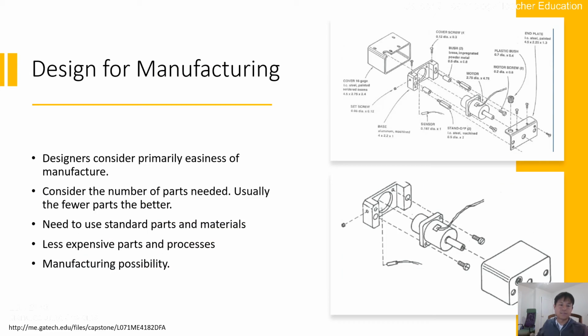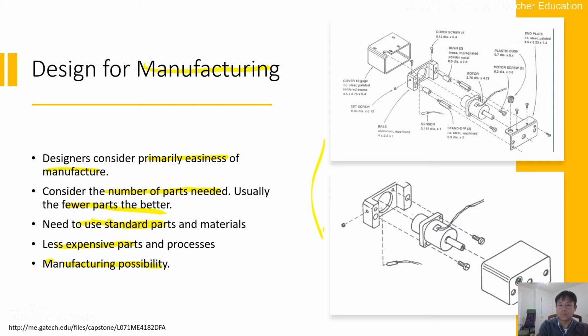And then the second is design for manufacturing. The goal of this approach is to minimize cost and reduce the complexity of manufacturing. So the designer considers primarily the easiness of manufacture. Consider the number of parts needed. Usually fewer is better, and sometimes we need to use standard parts, which are less expensive, and manufacturing possibility. These are considerations.